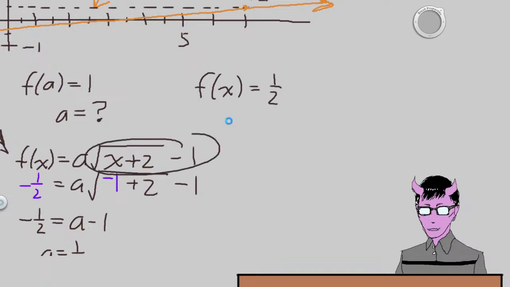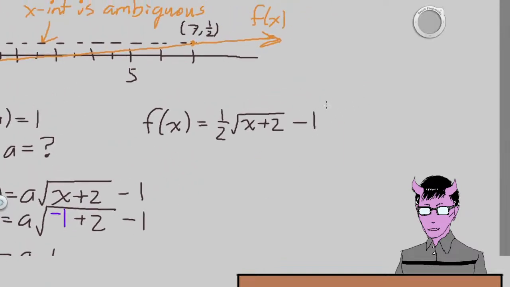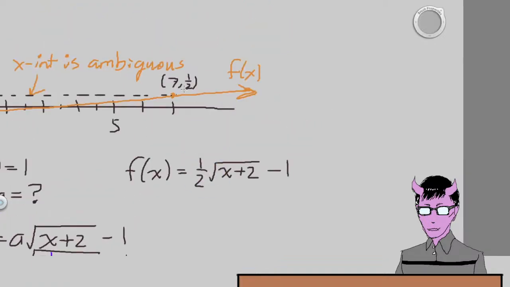And we already have the skeleton of that from the tip information. So x plus 2 minus 1. So that should be the function, the equation of the function. We could always do a quick test. So quick test time. 7 should result in 1/2.